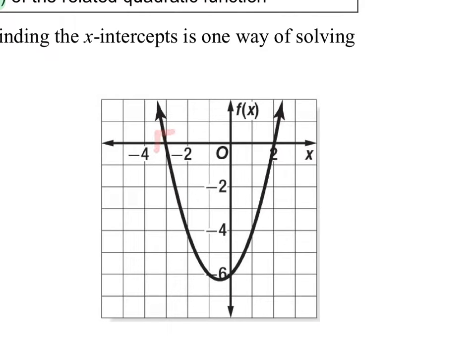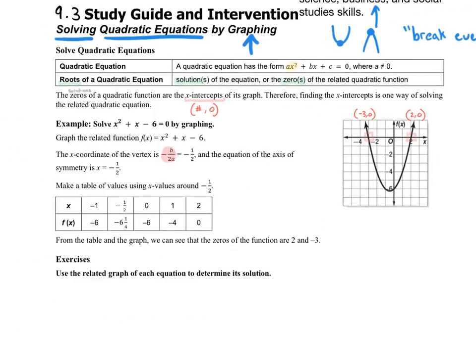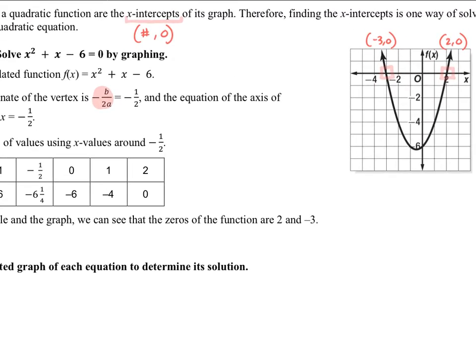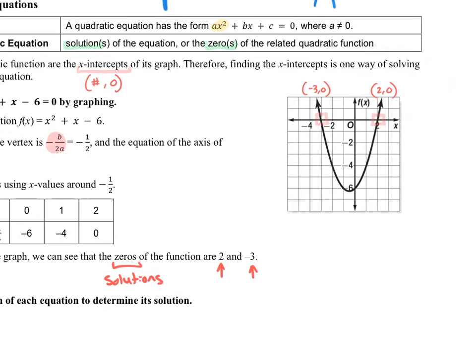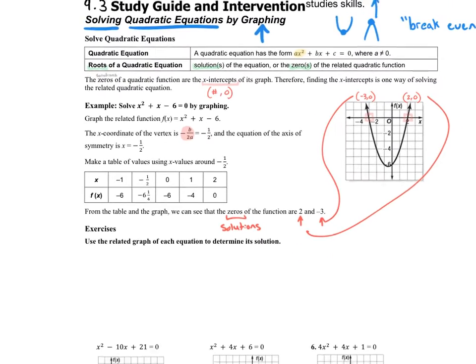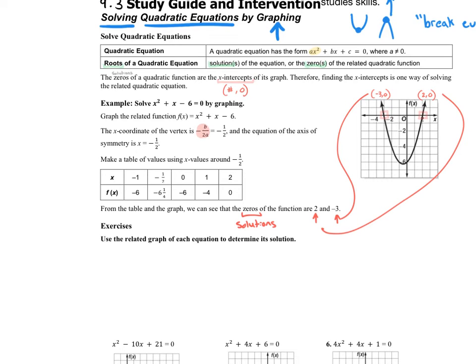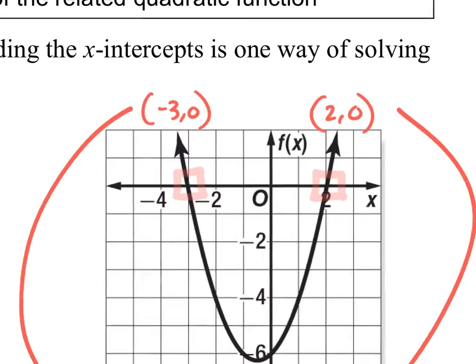But they found the vertex first and then completed a table to create a graph. And we're going to do this by hand lots of times. And what we're looking for to find solutions are the x-intercepts. So this x-intercept is negative 3, comma 0. This one is 2, comma 0. And you can see that the zeros, which once again just means solutions of the function, are 2 and negative 3, which is that same 2 and negative 3 right there. So it's very easy to see on a graph where the solutions are. It's because it's where it crosses the x-axis.